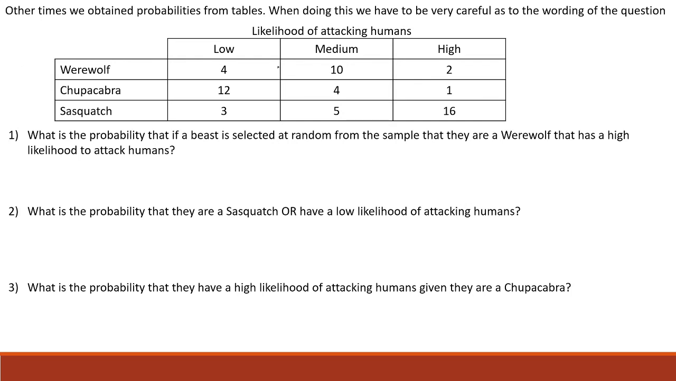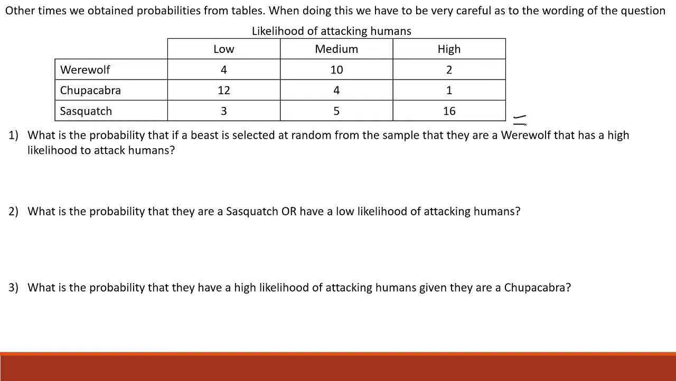All right, so then other times you might have a table of stuff you need to work through. So this is more earlier stuff. We have 3 creatures here, and they're gauged on how likely they are to attack humans. So we have 16 werewolves. 4 have a low chance of attacking humans, 10 have a medium chance, and 2 have a high chance. And then same thing for chupacabras and sasquatches. So if we pick one of these beasts at random, what's the probability that we pick a werewolf that has a high likelihood to attack humans?